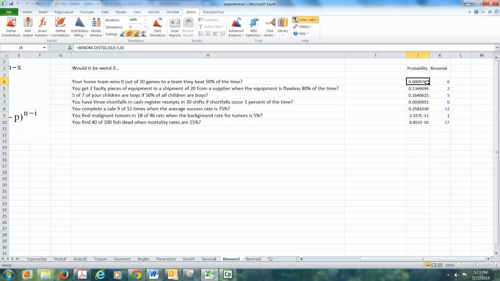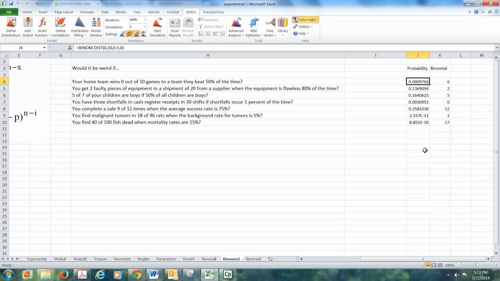When something like this happens, we have a basic choice to make. We must decide which is more likely. Did we just see something weird happen? Winning 0 out of 10 games to a team that we beat 50% of the time? That could happen. It has a probability there. It's a very low probability. So if it happens, it would be very weird.